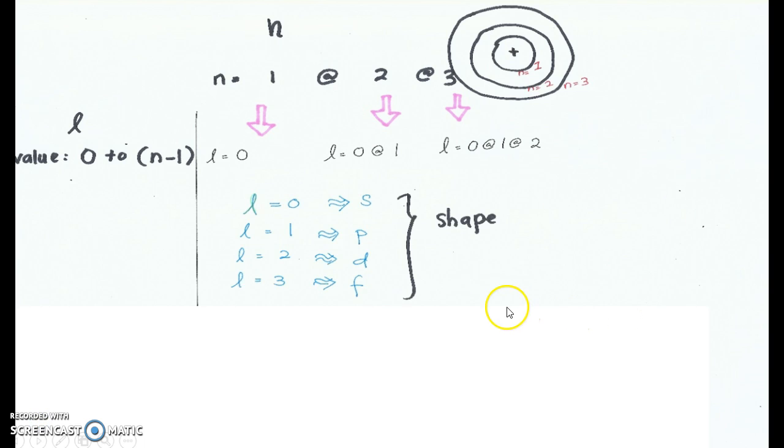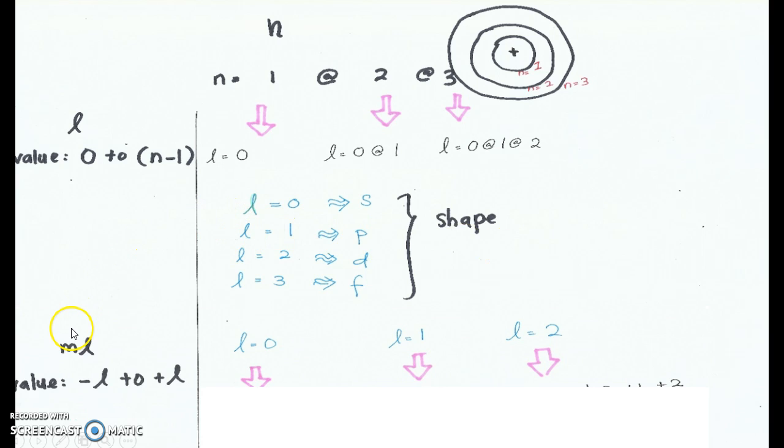Basically, l refers to shape. If l equal to 0, the shape is s. If l equal to 1, the shape is p. If l equal to 2, the shape is d. And l equal to 3, the shape is f. So we have s, p, d, f. Now you're done with the l shape.